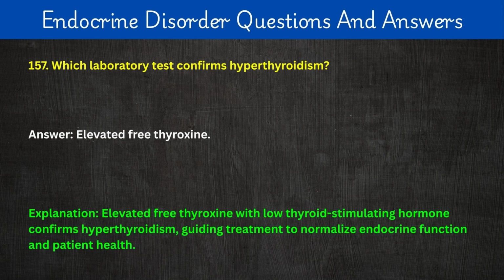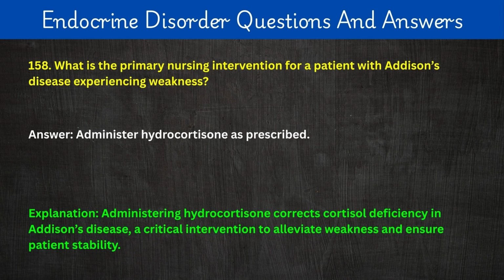157. Which laboratory test confirms hyperthyroidism? Answer: elevated free thyroxine. Explanation: elevated free thyroxine with low thyroid stimulating hormone confirms hyperthyroidism, guiding treatment to normalize endocrine function and patient health.